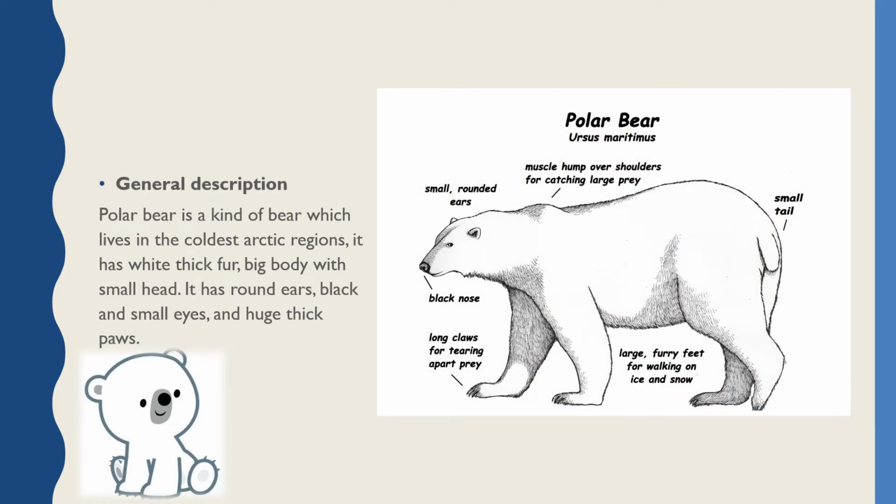This is the general description of polar bear. Polar bear is a kind of bear which lives in the coldest Arctic regions. It has white thick fur, big body with small head. It has round ears, black and small eyes, and huge paws.